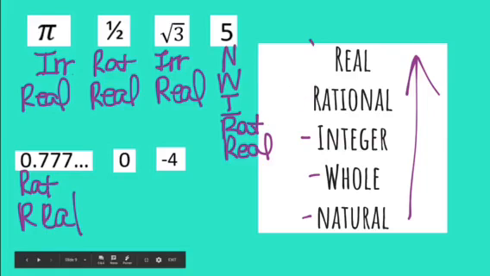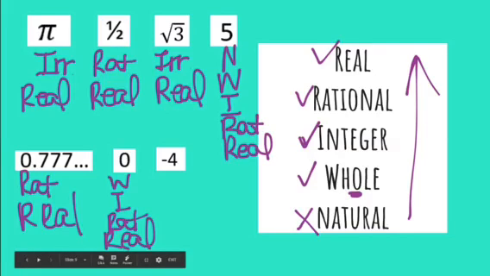Okay, let's look at 0. Do we naturally count to 0? If I say, hey, hide and go seek, you don't start at 0. You don't start at 0, so it's not natural. But is it whole? Yeah, look at that 0 there. So it's whole, which means it's also an integer. It's also rational, and it's also real.